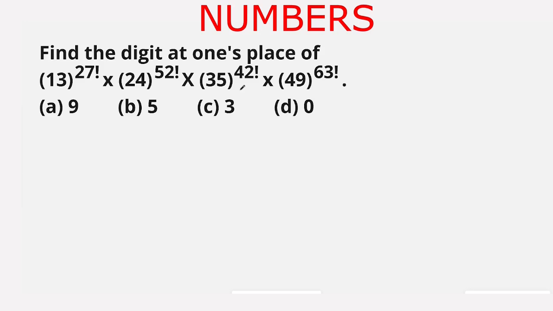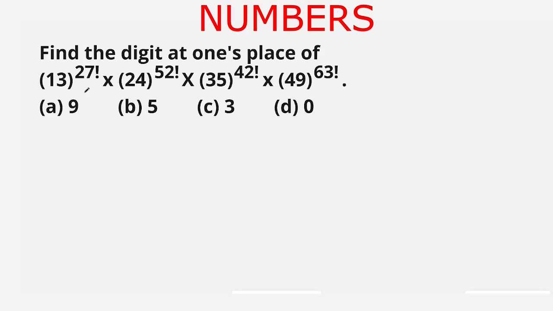The other thing we have to keep in mind is that every factorial which is more than 3 factorial is divisible by 4 and the remainder will be 0. So 27 factorial, 52 factorial, 42 factorial and 63 factorial are all divisible by 4 and the remainder will be 0. So we cannot take the remainder 0, we will take the remainder as 4.